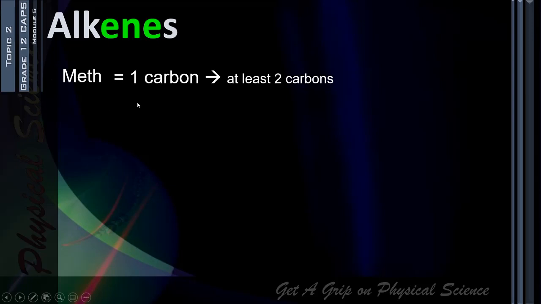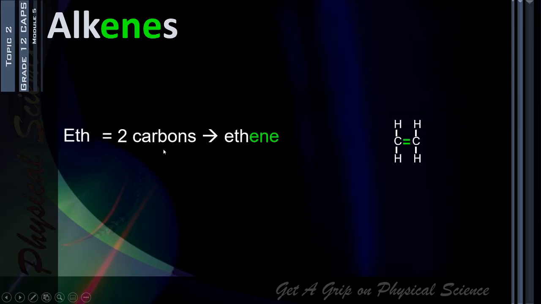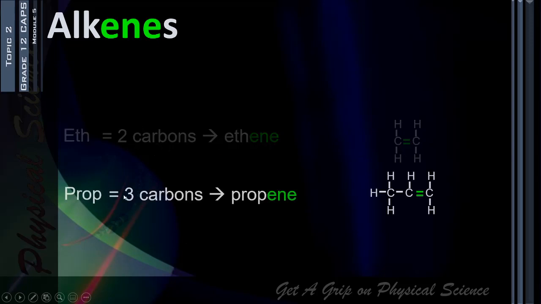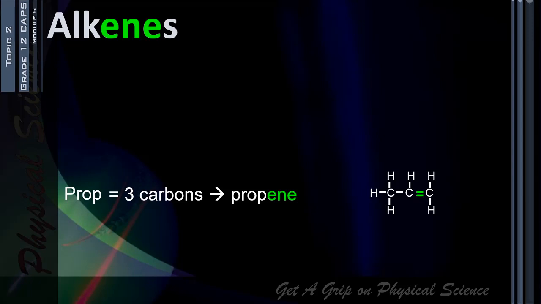We start with the second stem name, which is eth, and you will see that the stem names are exactly the same as the stem names that we used for the alkanes. So eth is the stem name that we use for 2 carbons, and the "ene" indicates to us that there's a double bond between the 2 carbons. Prop, 3 carbons, and the "ene" indicates to us that there's a double bond between 2 carbons.